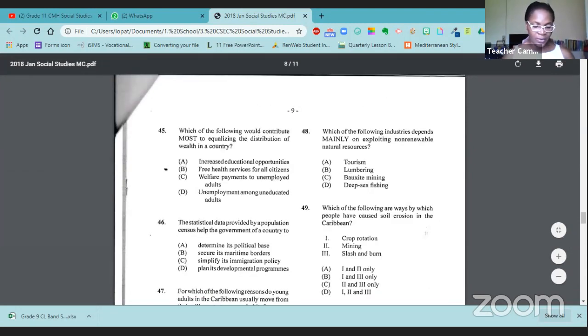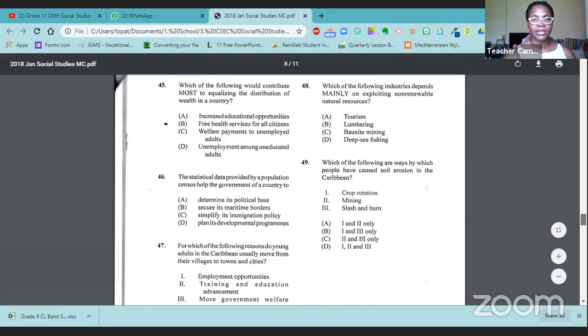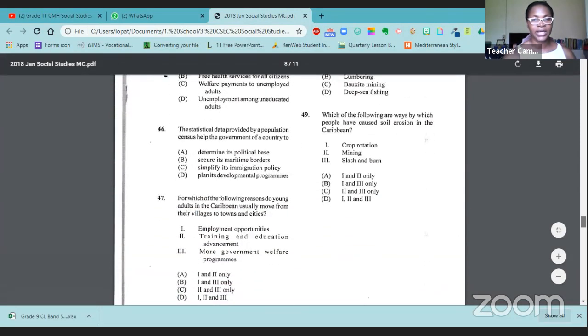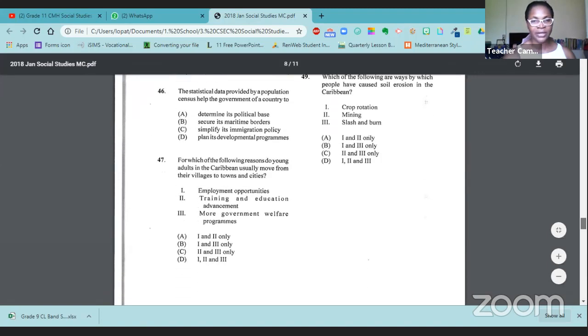45. Which of the following would contribute most to equalizing the distribution of wealth in a country? And the answer I have is A, increased educational opportunities. They say education is the way out of poverty, and so hence my answer. 46, the statistical data provided by a population census helps the government of a country to plan its development programs, and we've spoken about that already.